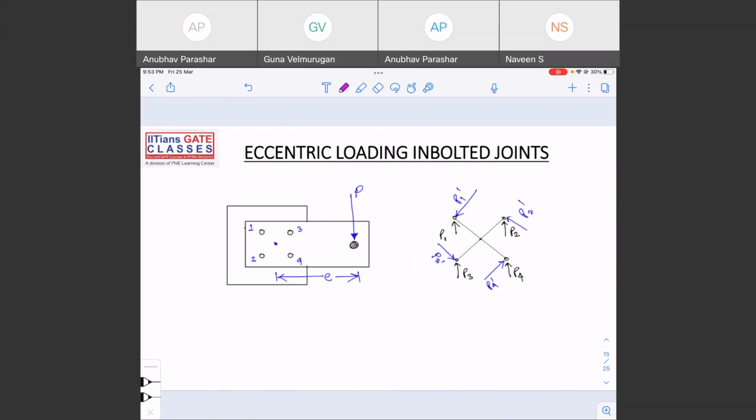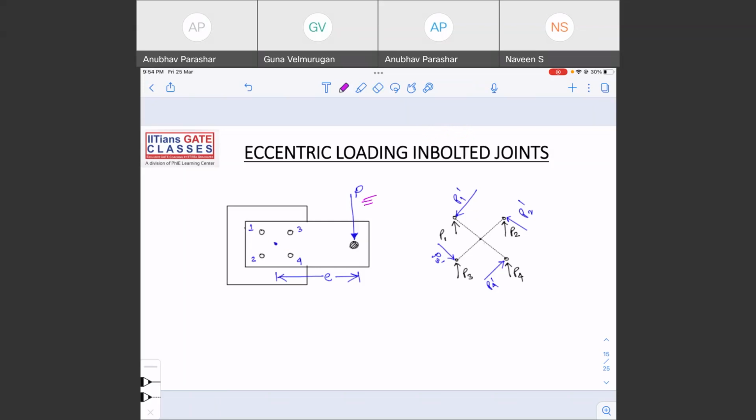Okay. Now, this is pertaining to bolted joints, but instead of bolted, it can also be a riveted joint. This kind of question can also be asked for riveted joints. It's not necessary that they are bolts. The four I'm talking about can also be rivets. So it can be used in both ways, rivets or bolts. Let us try to understand.